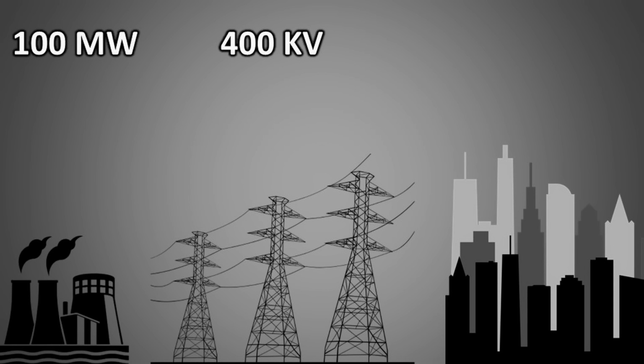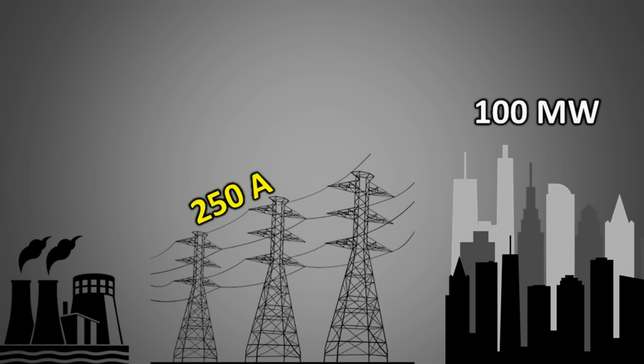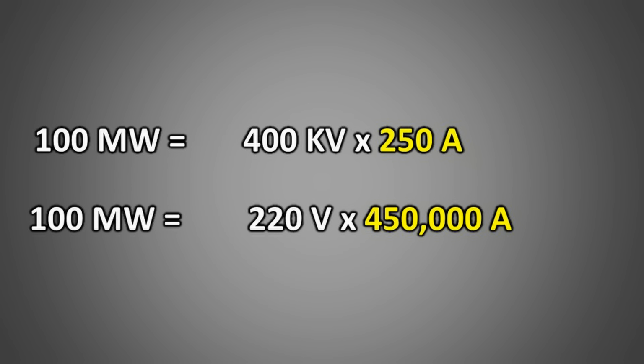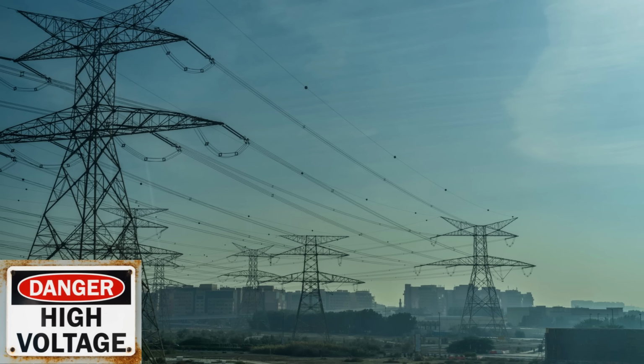But if we transmit the same 100 megawatt at 400 kilovolts, that is, 400,000 volts, the current required will be only about 250 amperes. In that case, a much thinner cable is enough. The Joule heating will be very small, and the transmission losses will reduce drastically. There is a massive difference between carrying 450,000 amperes and carrying just 250 amperes. That is why power transmission always uses very high voltages.